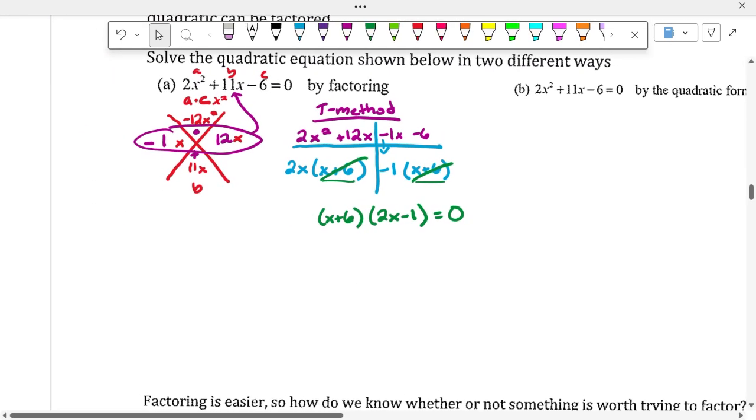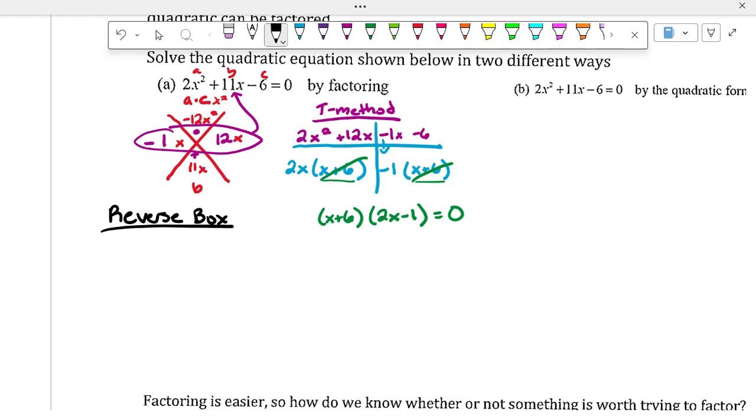Now, if you're more of a reverse box person, I'll do it very quickly because you'll end up with the same thing. So remember, reverse box, you will have the first term in the top left, the last term in the bottom right, and then the two factors that we came up with can go in either spot. And then we're finding GCFs of each row and column.